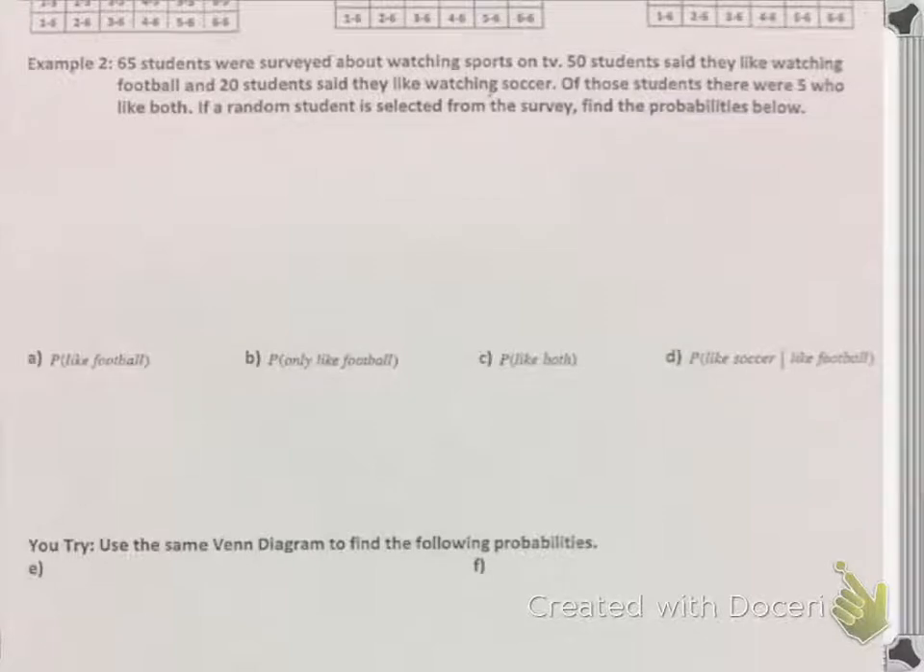This next example here says 65 students were surveyed about watching sports on TV. 50 students said they like watching football, and 20 students said they like watching soccer. Of those students there were 5 that liked both. So figure out the probabilities below based on that.